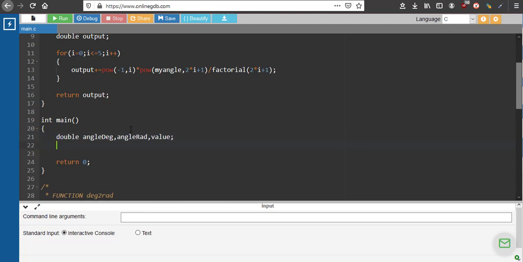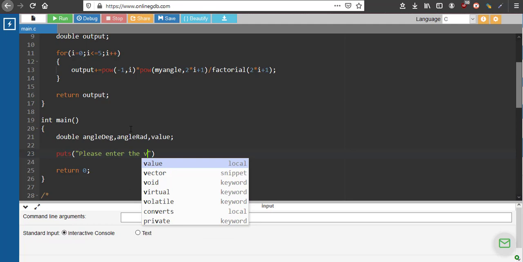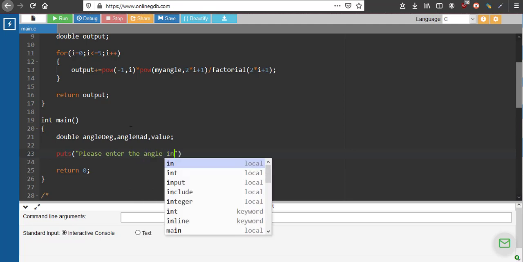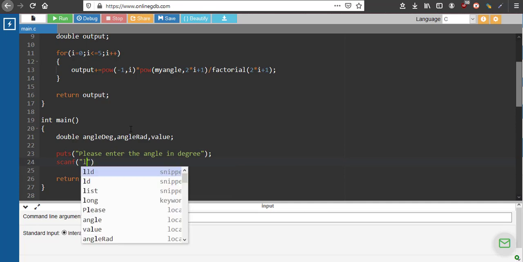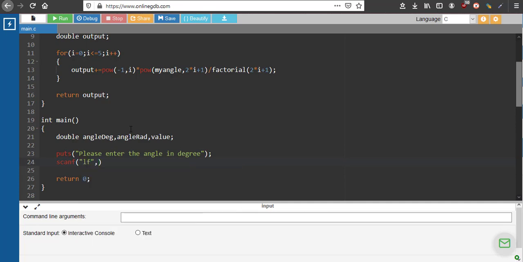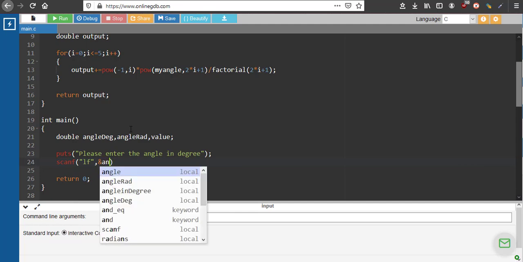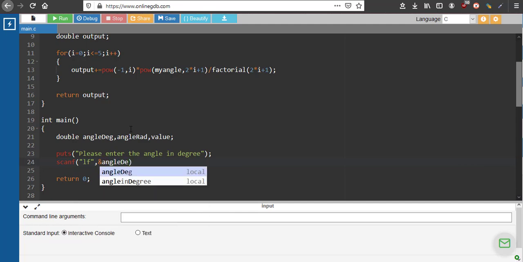So these variables I am declaring. I'll give a prompt. I'll ask the user, please enter the angle in degree. Okay, use scanf. Again, we are taking double, so %lf is the identifier, comma, we have to save this to angle in degree, angle_deg. Okay, angle_deg is the variable.